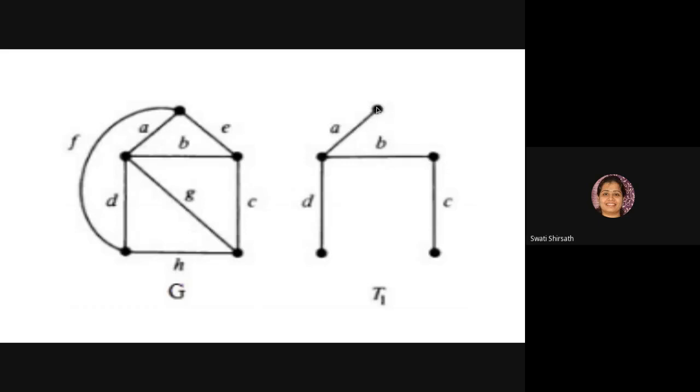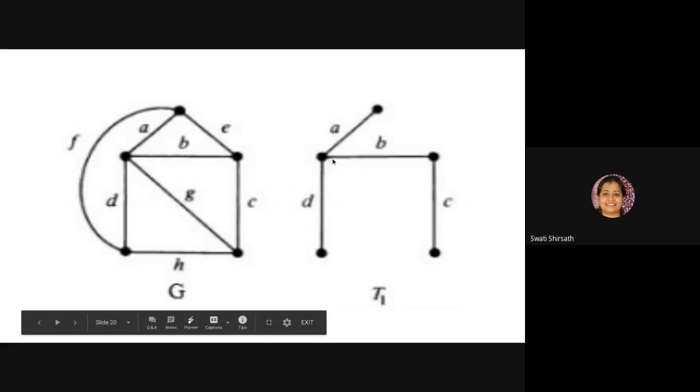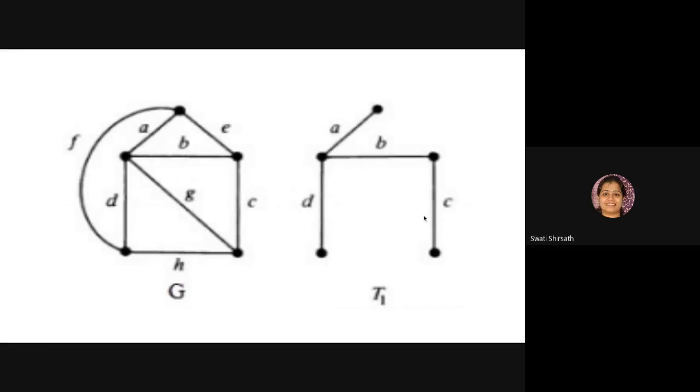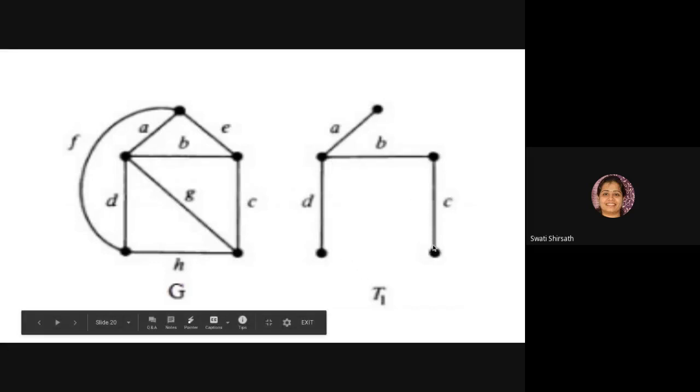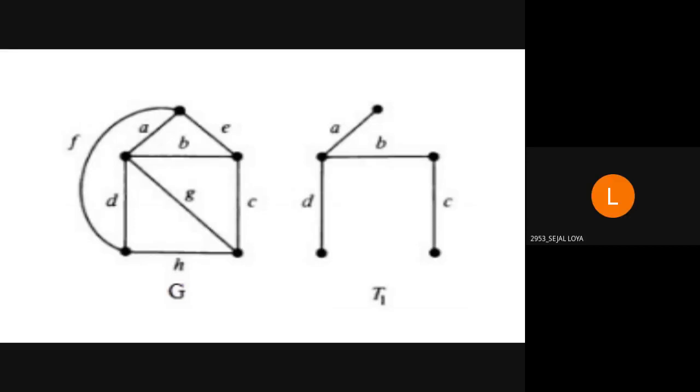For this branch A, E, F. A, E, F, correct. For this branch B, B, F, G, E, H. B, F, G, and H. Just think. E, and H.